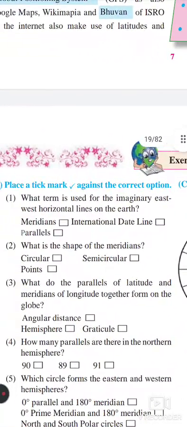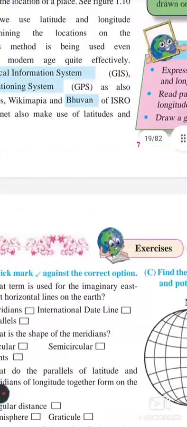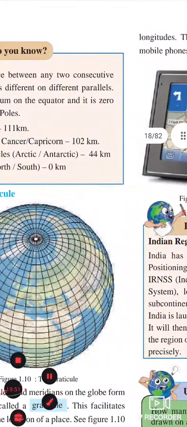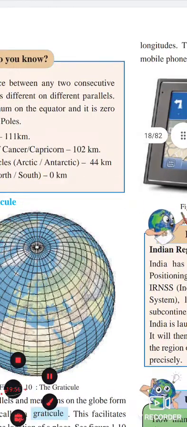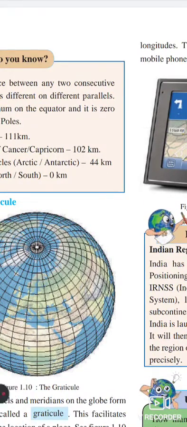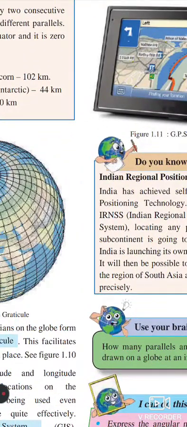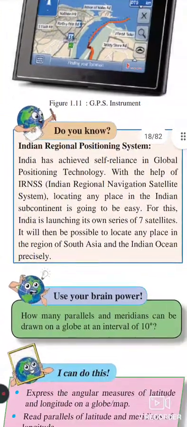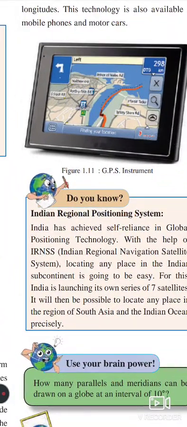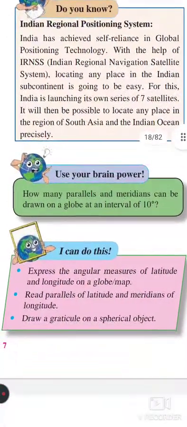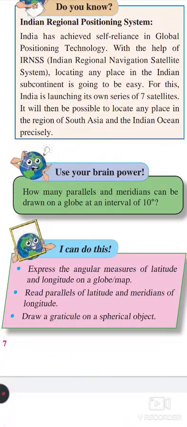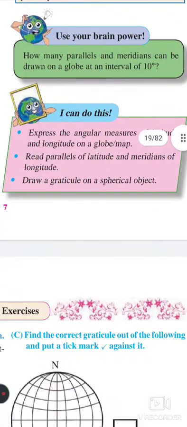Here we come to the end of this first lesson. Okay, now you have to do the exercise of this lesson. There is much more information in this lesson that we went through, that is the IRNSS system, Google GPS system, GIS system. Okay, these systems are for finding the location on the earth.